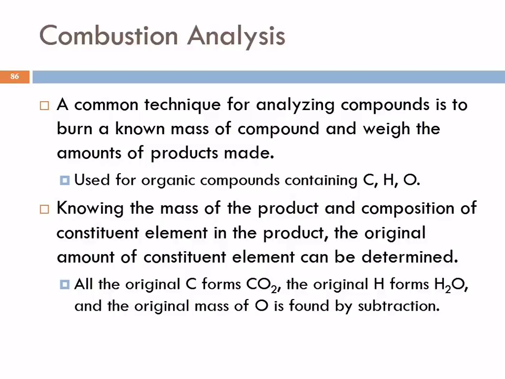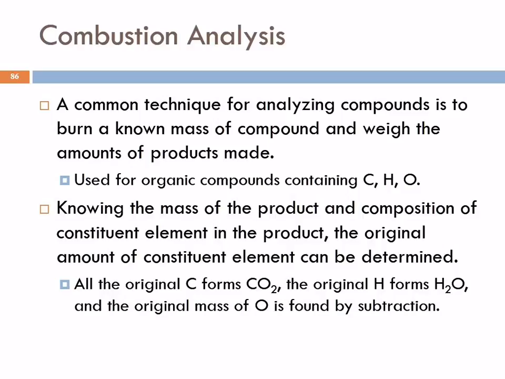So for organic compounds that contain carbon, hydrogen, and oxygen, this works really well. These things are flammable. You burn them, and then you collect the individual elements. So what happens is the carbon that was in the sample, when it's burned, forms carbon dioxide. The hydrogen forms water. And the original mass of oxygen is just found by difference, law of conservation of mass. I know the starting mass, I know how much carbon was in it, how much hydrogen was in it. The difference must be the oxygen.